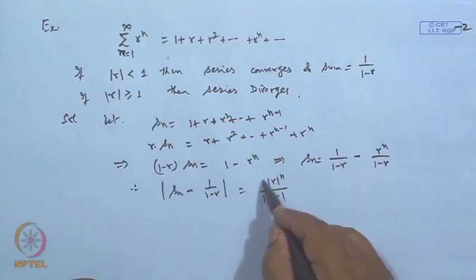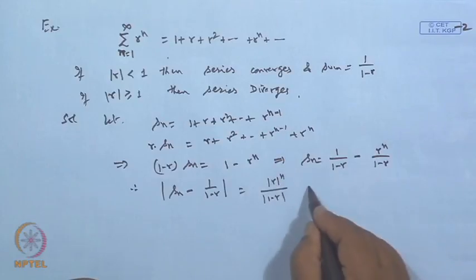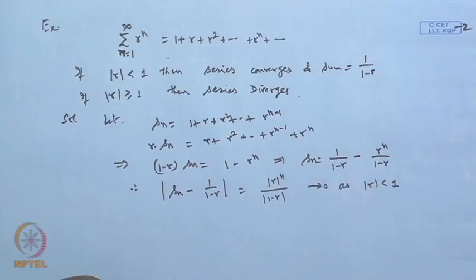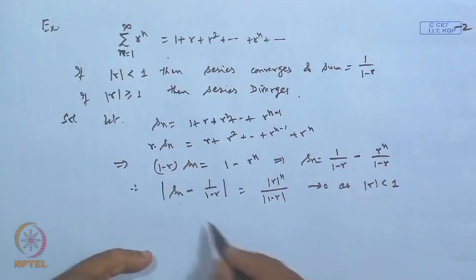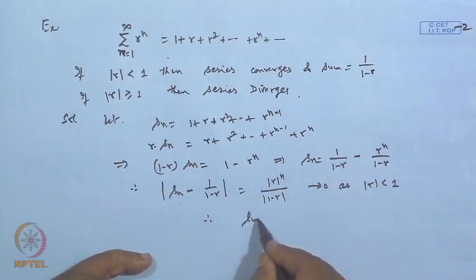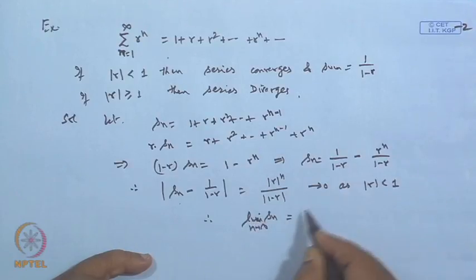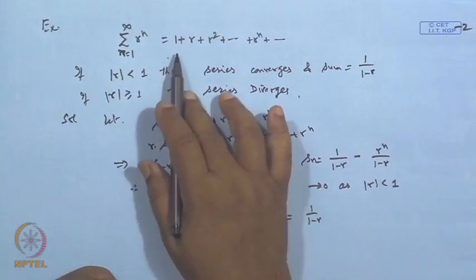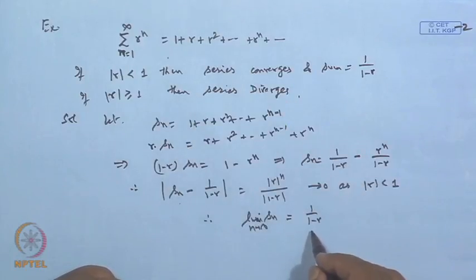If it is less than 1, this term will go to 0. So, this tends to 0 as mod r is strictly less than 1. Therefore, the limit of this S n as n tends to infinity exists and is equal to 1 over 1 minus r. So, this series converges and converges to the sum 1 over 1 minus r.